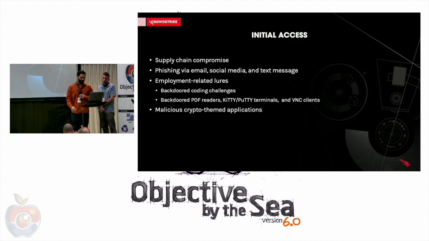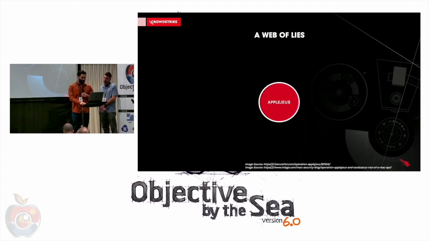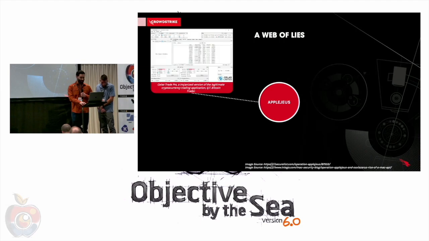And we've seen backdoored PDF readers, PuTTY terminals, VNC clients. But one of the more common and more interesting initial access techniques that we've seen Labyrinth perform over the last several years has been the use of these malicious crypto-themed applications. So a great example of that, although not that recent, was the Apple Juice campaign.